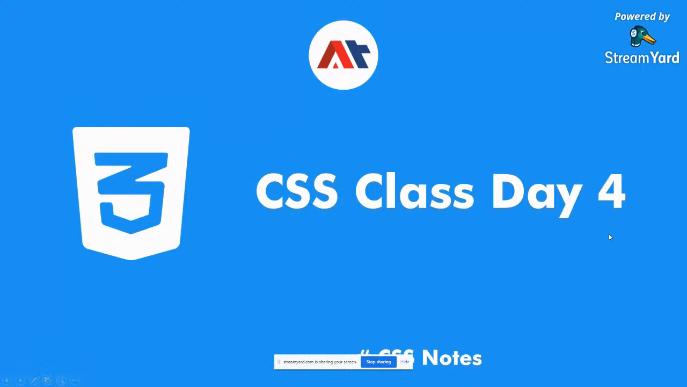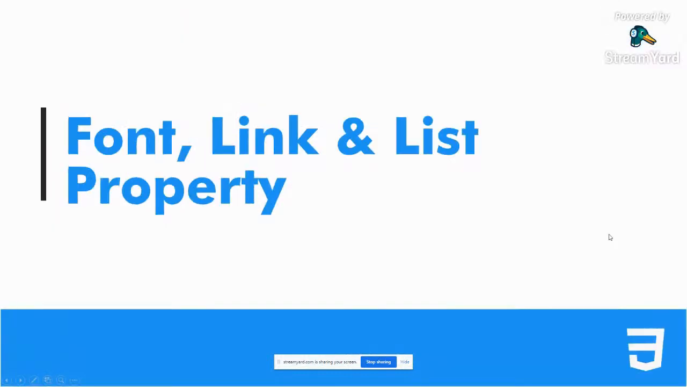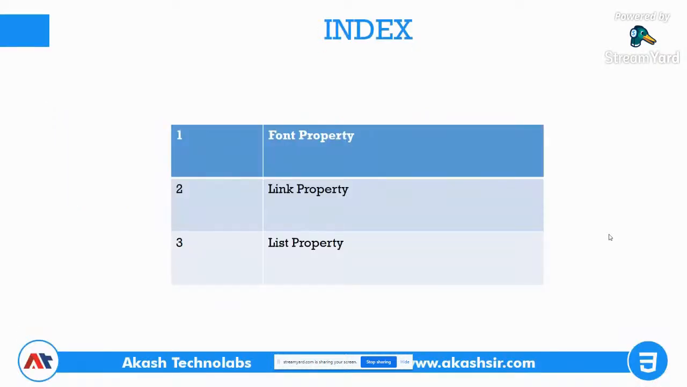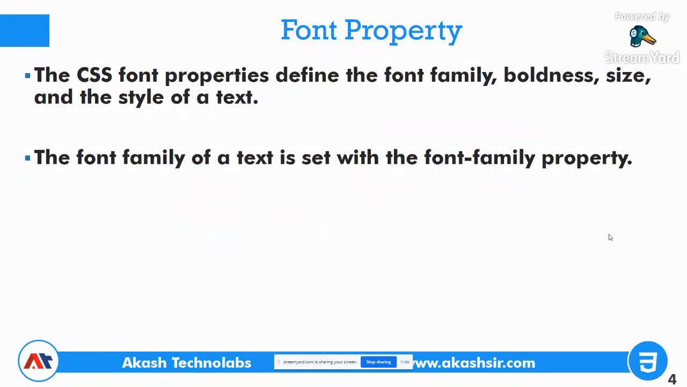Let's move to the next topic, that is CSS day 4. So if we talk about the font, link, list, and table properties. For an example, let's say the font property. I want to add some font in my website, right? Especially, the CSS font property defines the font family, boldness, size, and the style of a text.